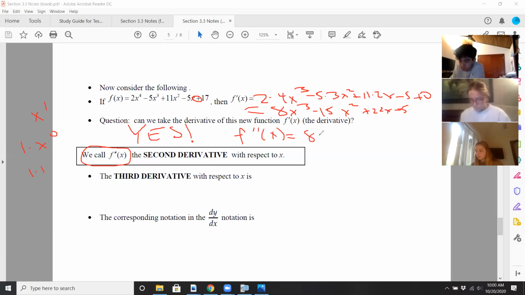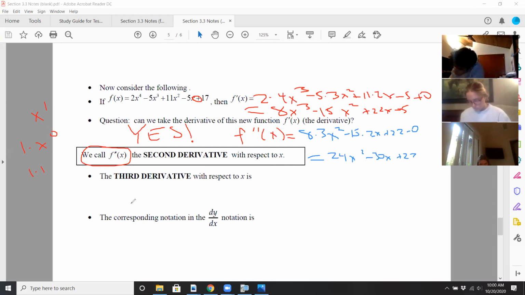It's going to be 8 times, let me do it in blue for a bit of contrast, 8 times 3x squared minus 15 times 2x plus 22 minus 0. Clean it up. It's going to be 24x squared minus 30x plus 22. Can I do it a third time? Sure. Why not? Let's do it again. That's going to be 48x minus 30. Can I do it a fourth time, the fifth time, the sixth time, seventh time? Absolutely. You can do it as many times as you like.